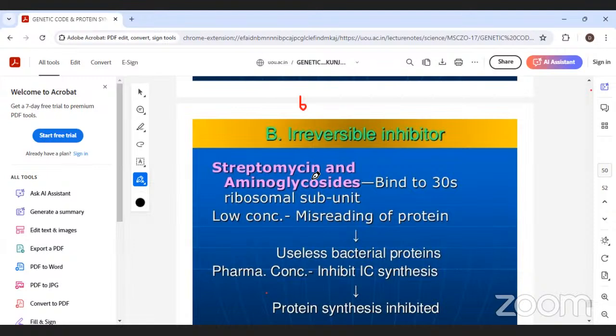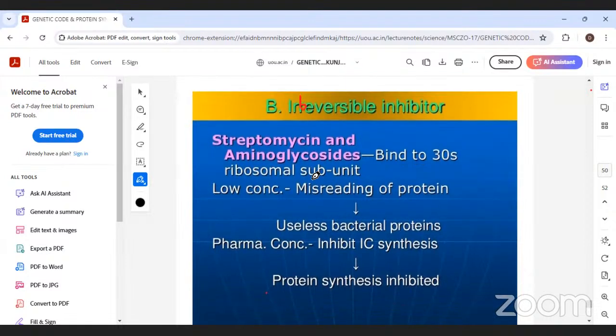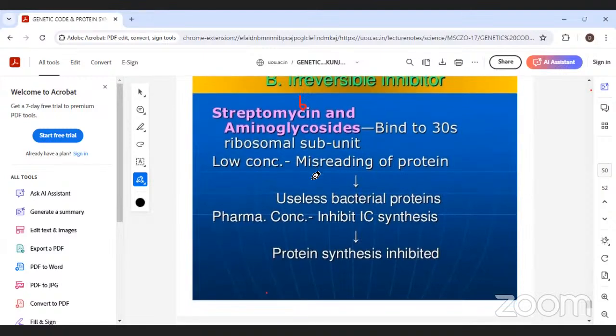Streptomycin, an aminoglycoside, is also one type of this. It is called an antibiotic. Aminoglycosides bind to the 30S ribosomal subunit. At low concentration, they cause misreading of proteins, producing useless bacterial proteins. This is a protein synthesis inhibitor.